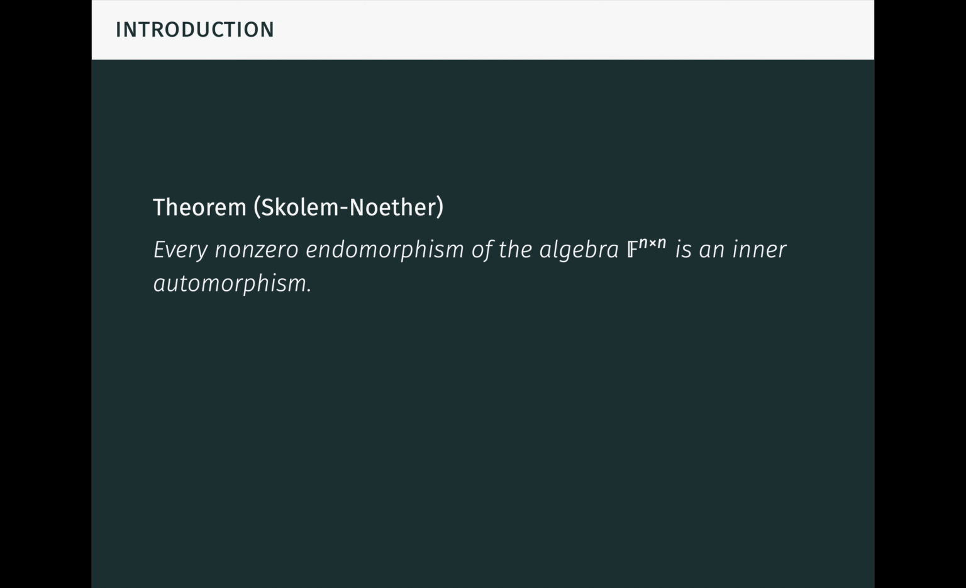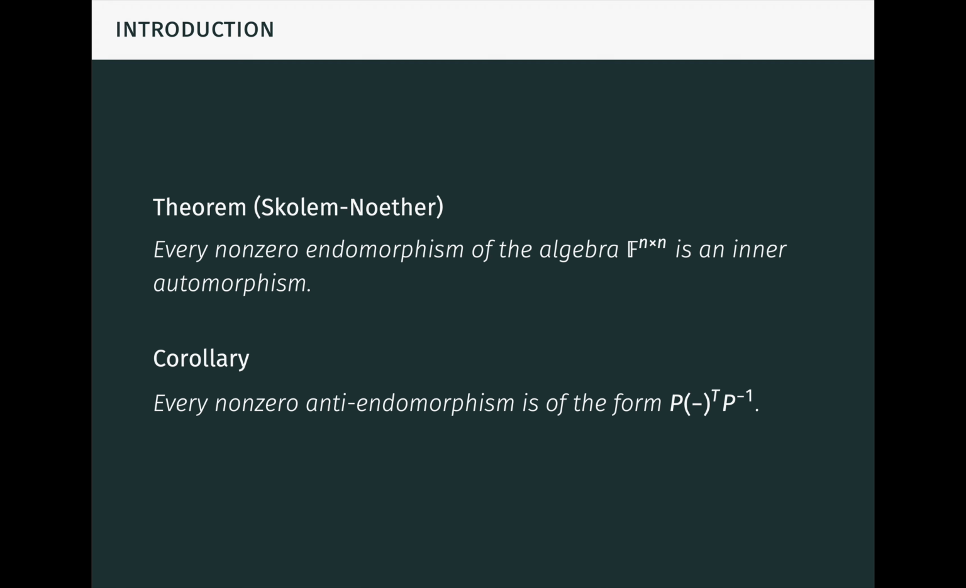We have a theorem. Every non-zero endomorphism of the algebra of n by n matrices over a field is an inner automorphism. This is an important special case of the more general Skolem-Noether theorem. As a corollary, we have that every non-zero anti-endomorphism is just conjugation with transposition. So the answer to our original question is that up to change of basis, transposition is the only interesting linear operation on matrices that reverses products.